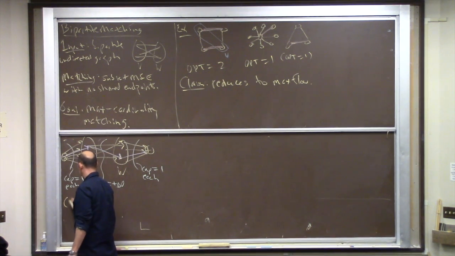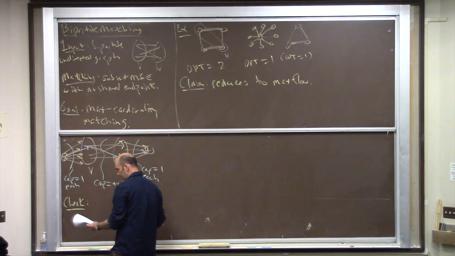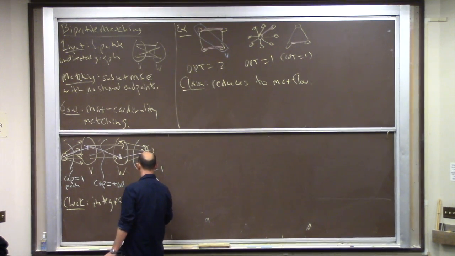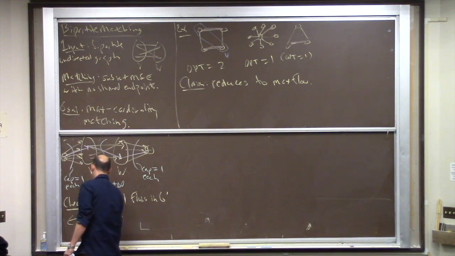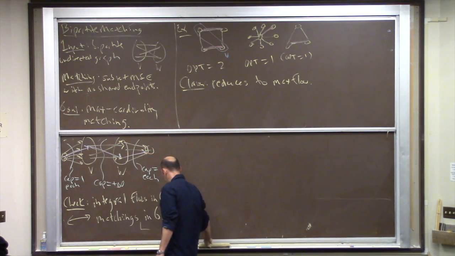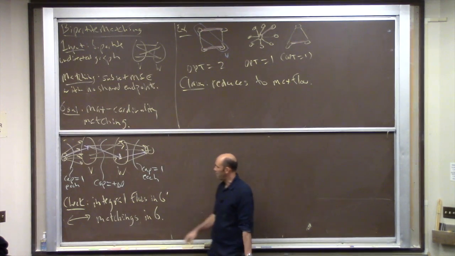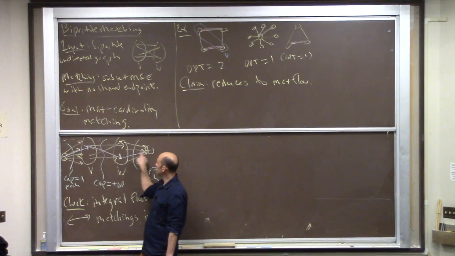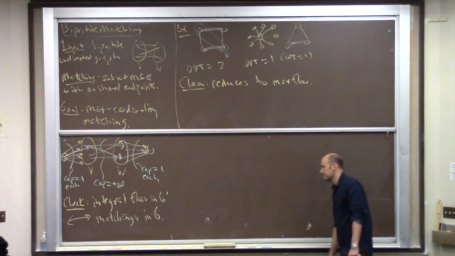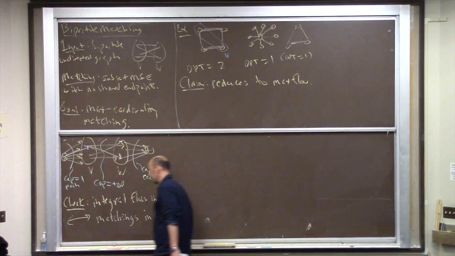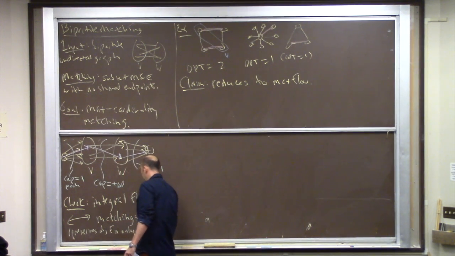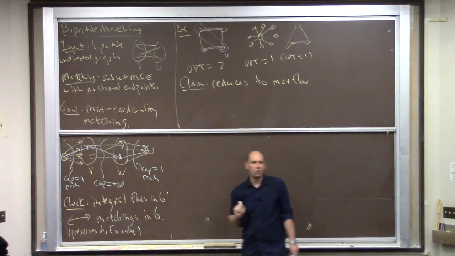I hope you find this very believable. I was planning on not being overly formal about this. Outside of class, you should think about why the integral flows in G prime correspond to the matchings in G. The correspondence is just the one we mentioned. If you have a purple path like that, it corresponds to picking this particular purple edge in the bipartite matching. I should also say it preserves objective function value. The value of the flow is going to be equal to the cardinality of the corresponding matching.